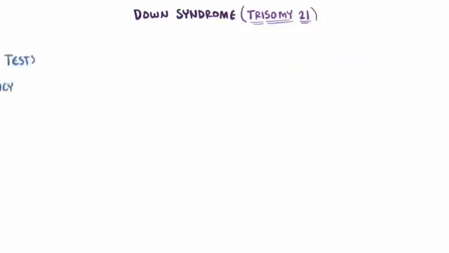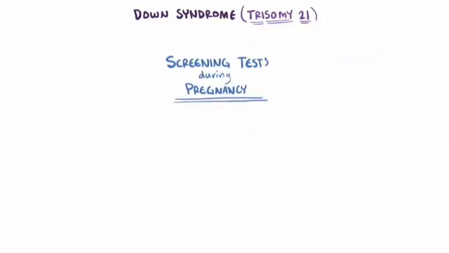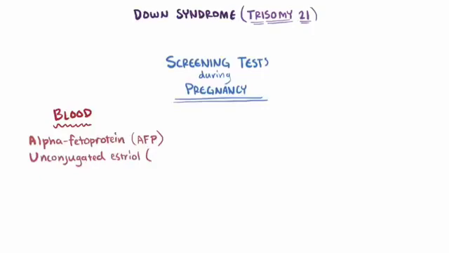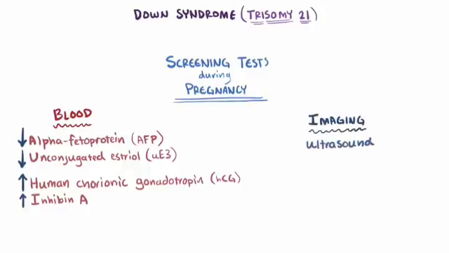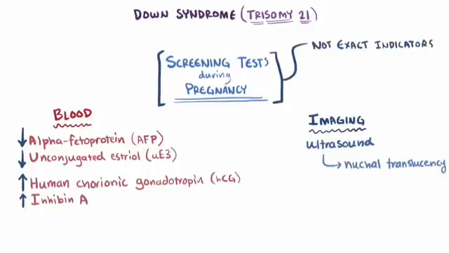During pregnancy, some screening tests can be done, and certain markers suggest higher risk that a baby might have Down syndrome. Alpha-fetoprotein, or AFP, and unconjugated estriol, or UE3, are on average lower when compared to unaffected pregnancies, and human chorionic gonadotropin, or HCG, as well as inhibin A are both typically elevated compared to unaffected pregnancies. An imaging test using ultrasound can also be performed, where clinicians look for nuchal translucency. None of these are exact indicators of Down syndrome, however, but they do give valuable information about the overall risk of Down syndrome.